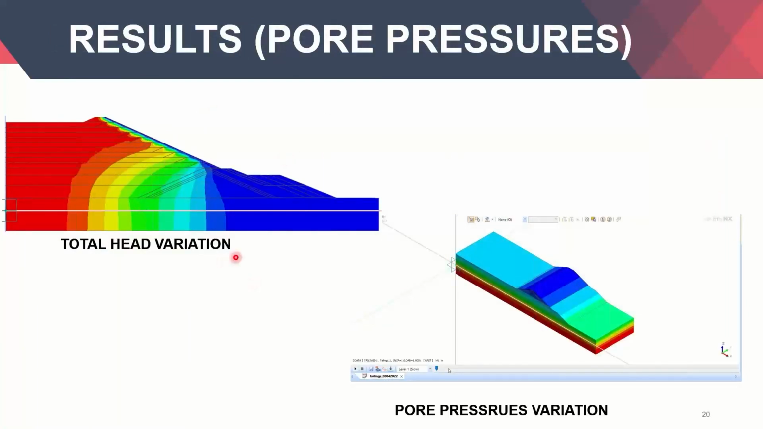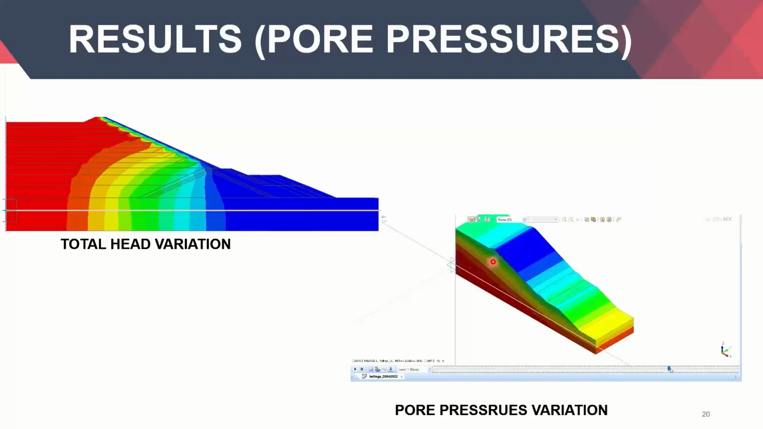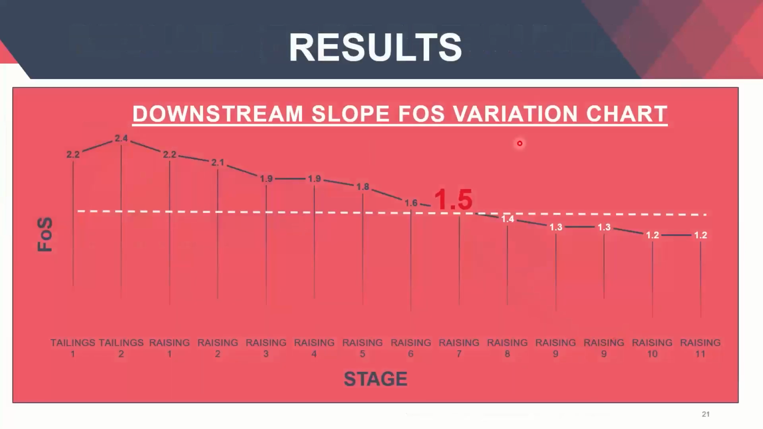So in total head variation, here the total head varies like this, from 100 to around 0. Then the pore pressures, they look like this. With each raising, you can see the phreatic line on top. So next, we'll come to the slope factor of safety results.